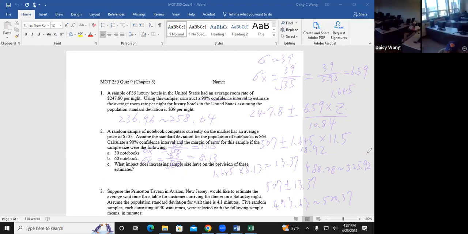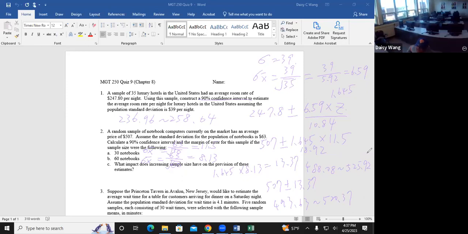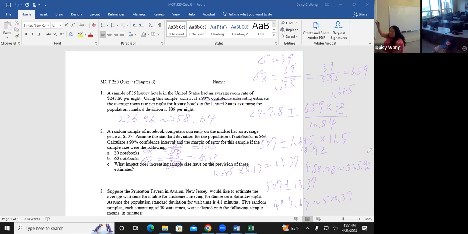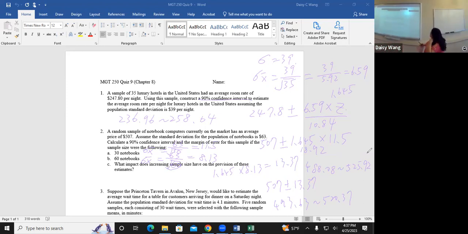It decreases the margin of error. Yes, when you increase the sample size, the margin of error will decrease, because we divide by the square root of the sample size, okay? That's why we say when the sample size is bigger, it's closer to the population. So when you increase the sample size, the margin of error decreases, and the confidence interval becomes a little bit narrower.